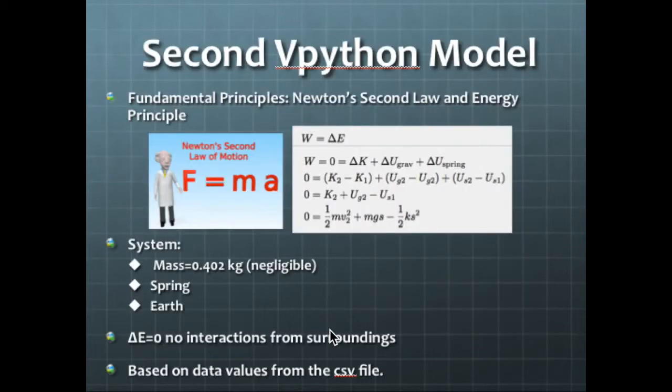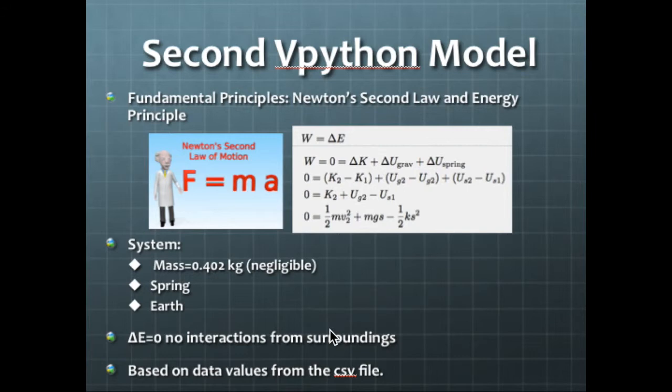The second model is based on Newton's second law and the energy principle. The system is said to be the mass, the spring, and the Earth, resulting in a change in energy equal to 0, since there are no interactions from the surroundings. This model uses the data values obtained with Tracker. I expect the energy change to be equal to 0 because there are no energy transfers from the surroundings, since the attachment point shows no displacement. Thus, there is no work done, and the change in energy is equal to the work.